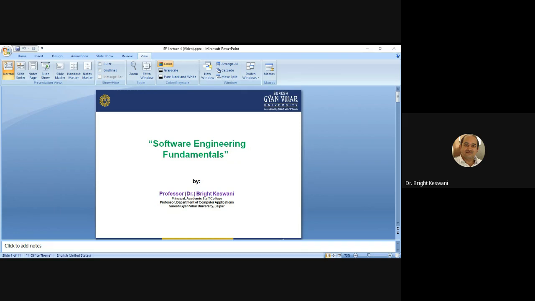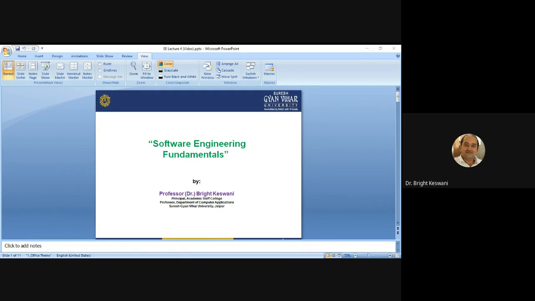Now it is time for assessment, so let us self-assess our knowledge about these topics. Assessment through multiple choice questions. The first question: depending on the result of the initial investigation, that is the preliminary investigation, the survey is expanded to a more detailed one. So the answer is feasibility study.